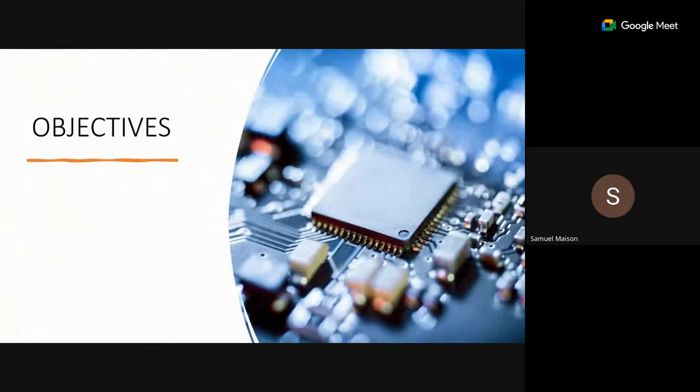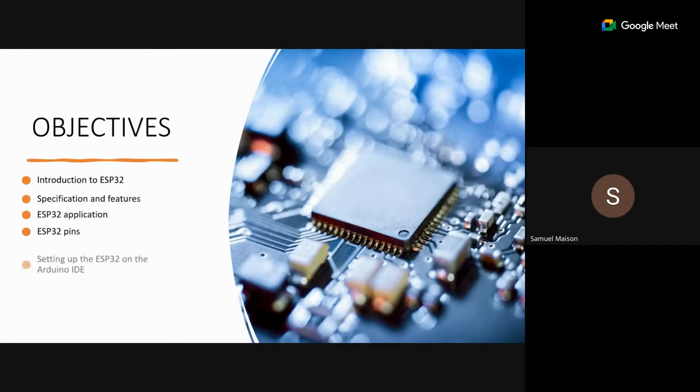So for the objectives for this webinar, we are first going to begin with an introduction to the ESP32. Then we will look at the specifications and features of the ESP32 board, some of the applications of the ESP32 board, then the pinouts, where we will go through what each pin does for the ESP32. Then we will have a demo session where we will set up the ESP32 on the Arduino IDE software. Then we will go through the ESP32 Bluetooth feature and the Wi-Fi feature.